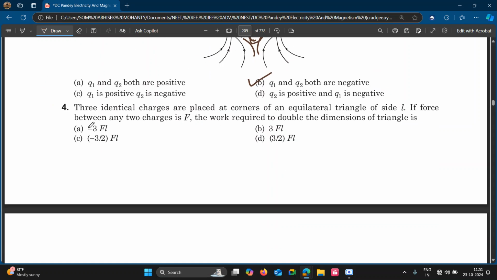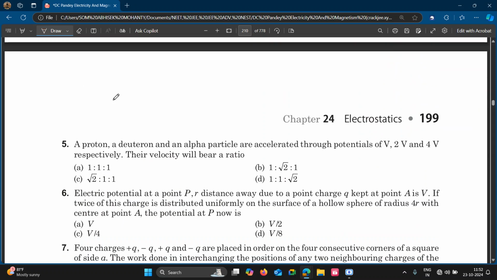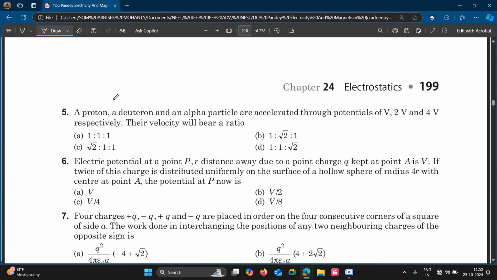Next question. Three identical charges are placed at corners of an equilateral triangle of side L. If force between any two charges is F, what happens if we double the dimensions of the triangle? Let's try this question. They're easy questions.